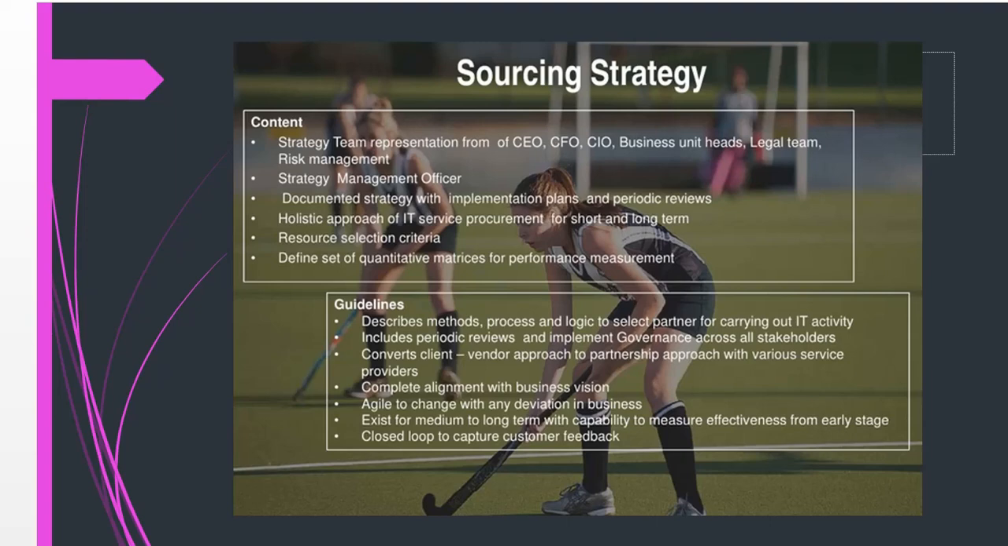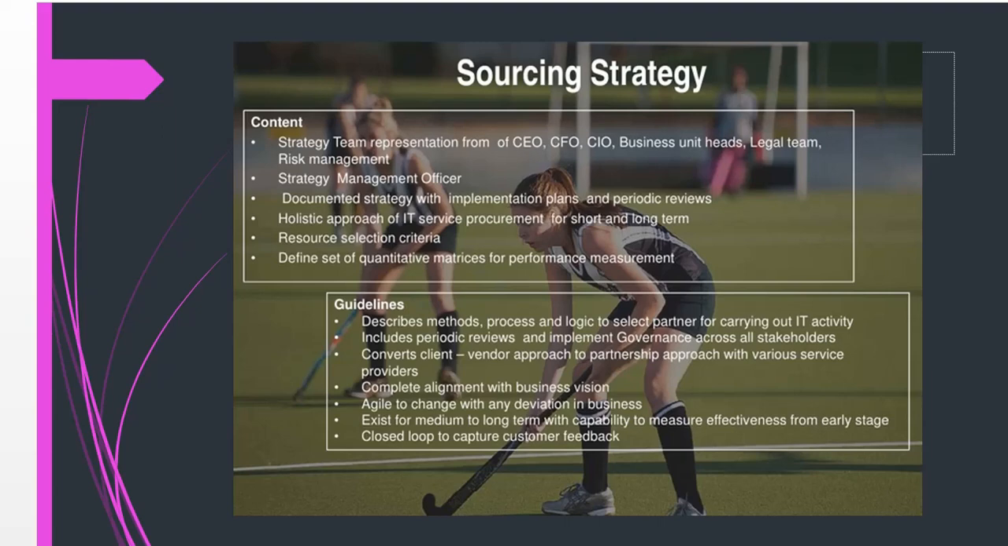And then you need to come up with periodic reviews and implementation plans that are documented, which you will refer to when you're making your decisions on what to do with your sourcing. Then you also need to have a holistic approach to IT service procurement for both short and long term, so that you are always on top of the effects of the decisions that you're making concerning the sourcing strategy that you have decided. So you need to have proper methodologies, processes, and logic for deciding on your sourcing strategy.